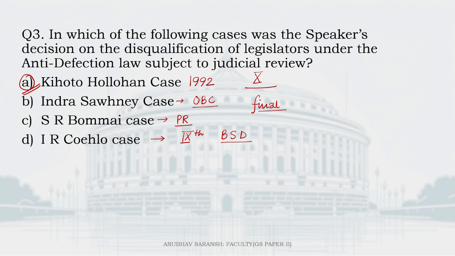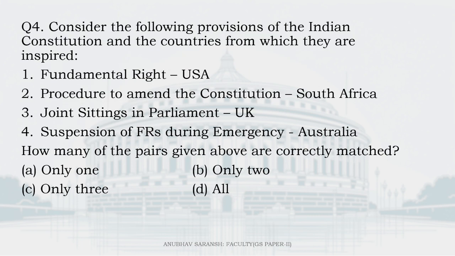Now question 4. Consider the following provisions of the Indian Constitution and the countries from which they are inspired. Fundamental rights, USA. Procedure to amend the Constitution, South Africa. Joint sittings in the Parliament, UK. Suspension of fundamental rights during emergency, Australia. So how many pairs are correctly matched?